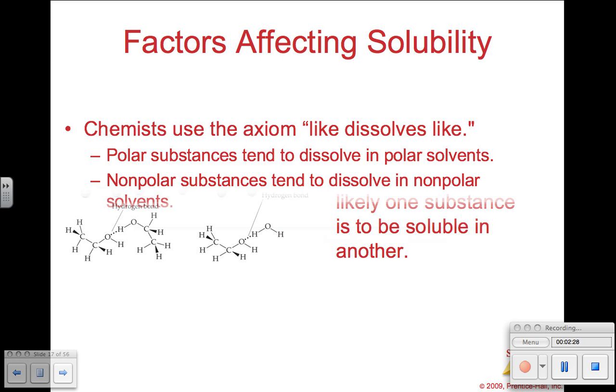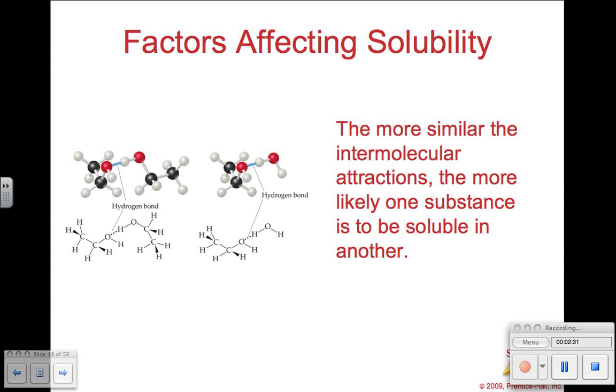Basically, the more similar the intermolecular attractions, the more likely one substance is to be soluble in another. If something has lots of hydrogen bonds, then a solvent that has lots of hydrogen bonds will also dissolve that thing. And if something has a lot of dispersion forces, then something that has lots of dispersion forces is most likely the thing that will dissolve it.